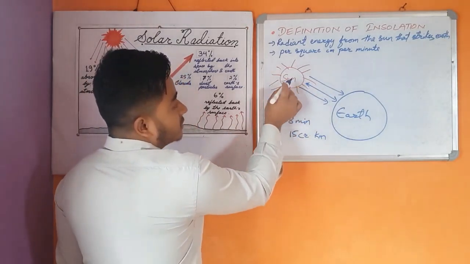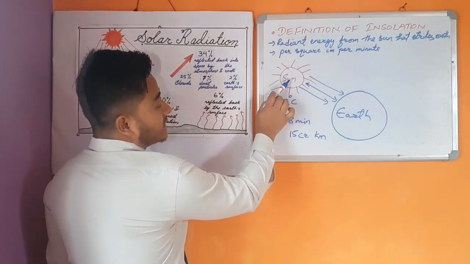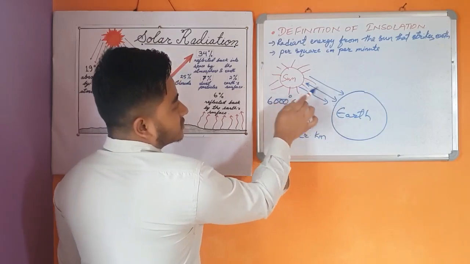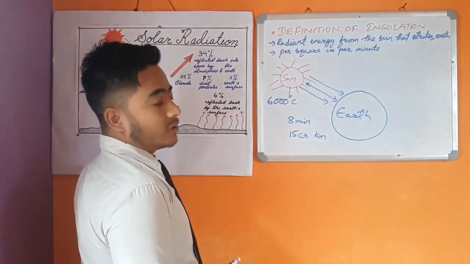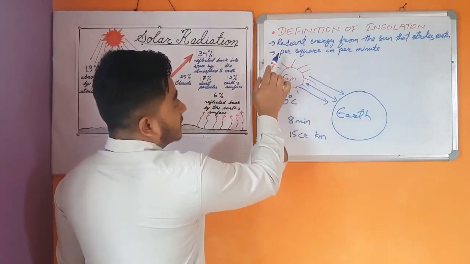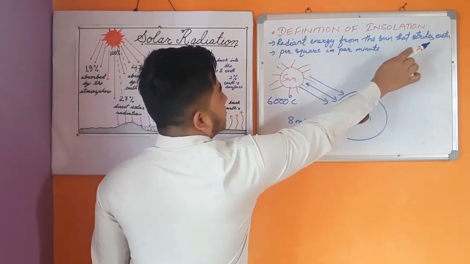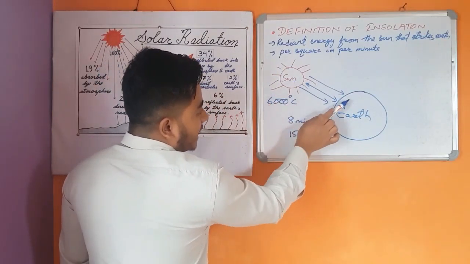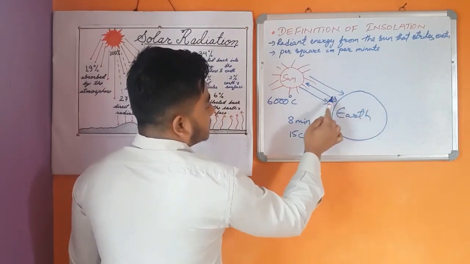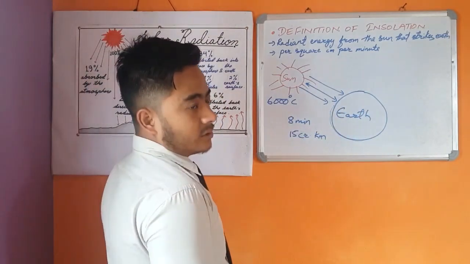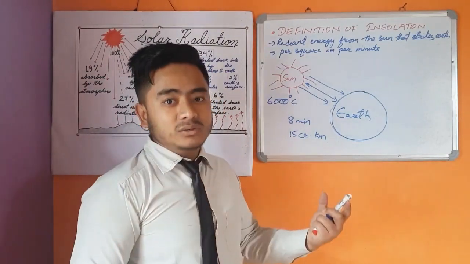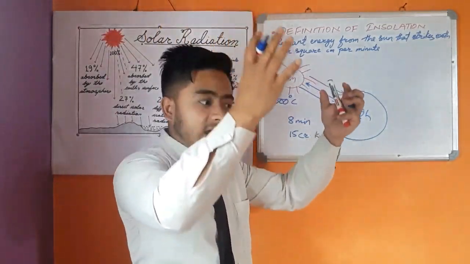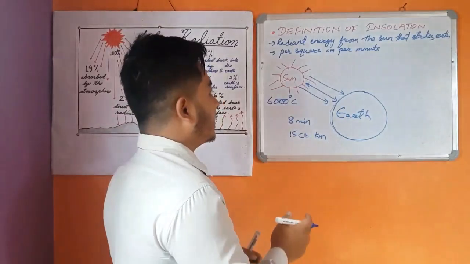So the amount of heat and energy that is radiated by the sun that reaches to the Earth, this is called as insolation. Or we can say that insolation is radiant energy from the sun that strikes Earth, that means the energy that is radiated by the sun that strikes the Earth surface, this is called as insolation. Or in short, we can say that the amount of heat and energy that comes from the sun and that reaches on the Earth, this is called as insolation.